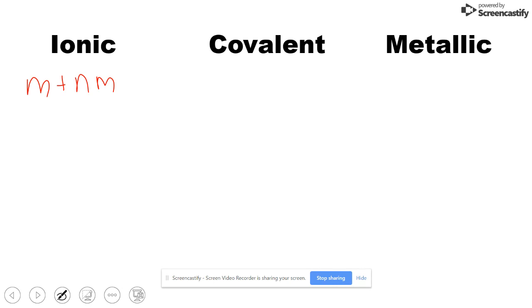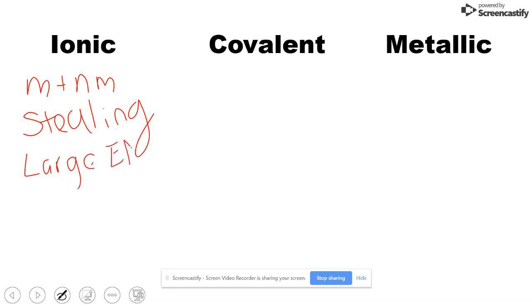So some other things that we have talked about with ionic compounds is that because of the large electronegativity difference, we have a stealing of electrons. Right, so we don't share electrons. We have a complete transfer of electrons from one element or polyatomic ion to the other. Again, they have that large electronegativity difference. That's why we generally have something from the left side of the periodic table that's very not electronegative pairing with something from the right side, which is very electronegative.